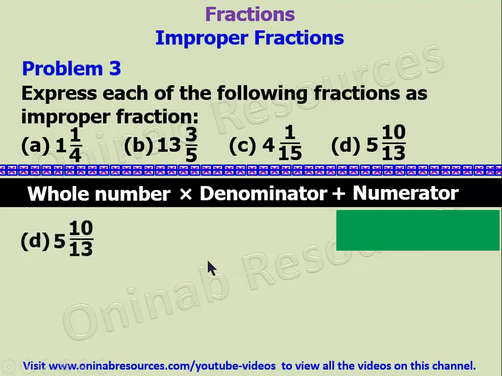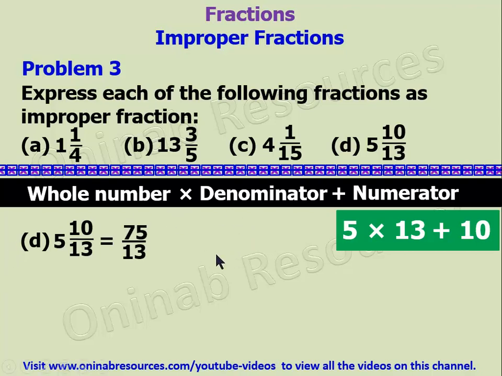We go to 3D. For 3D, I have 5 whole number 10 over 13, and the whole number 5 is multiplied by the denominator, which is 13, plus the numerator, which is 10. So 5 times 13 gives 65. 65 plus 10 gives 75. So the fraction is 75 over 13. So we have done justice to problem 3D, and that is the end of the solution to problem 3.